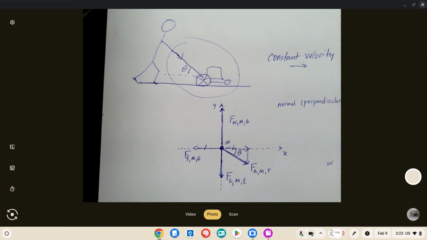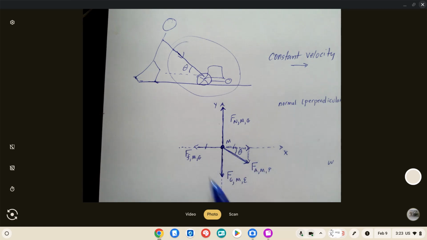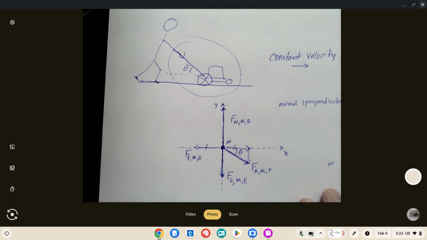Hopefully that'll help you. Now, later we'll use these free body diagrams to figure out things like how big is this normal force? How much friction is there? And so forth. Okay.